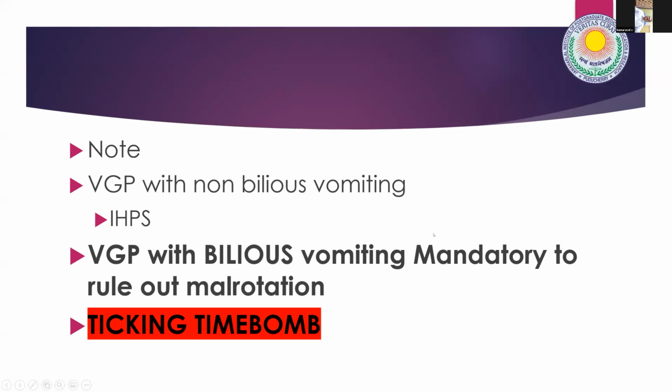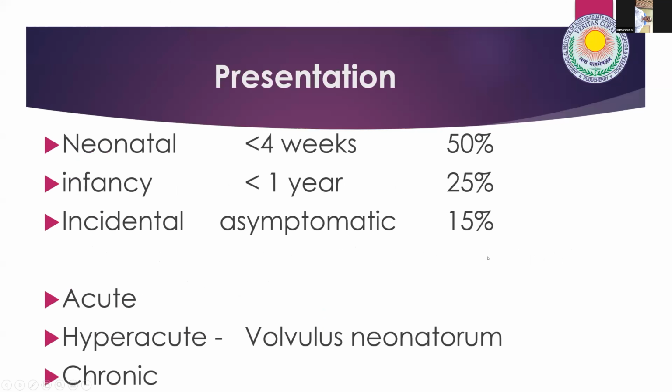It is now mandatory to rule out malrotation. Malrotation is considered by all of us as a ticking time bomb because of the volvulus it can undergo, and delay in surgery can lead to massive gut loss. Age-wise, half the cases of malrotation, and three-fourths of the cases, present by 1 year. Therefore, a high index of suspicion is required in this period of time.